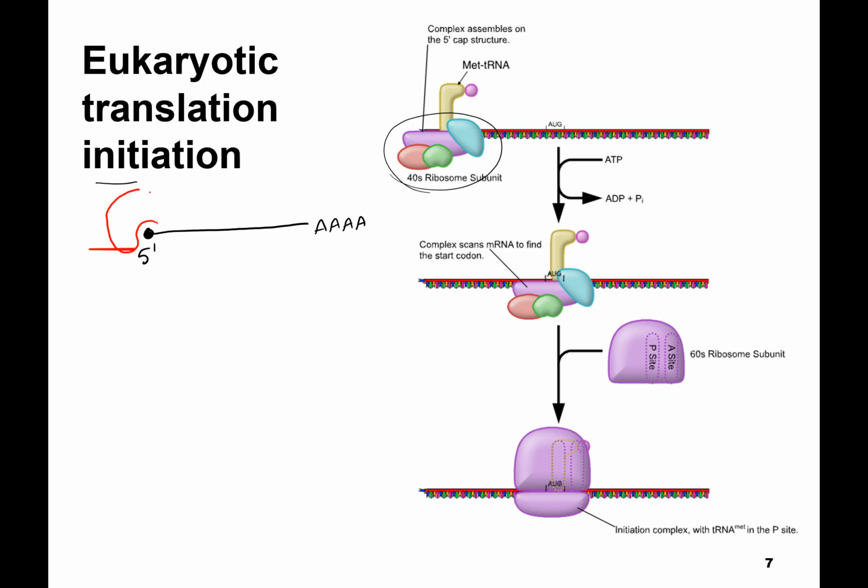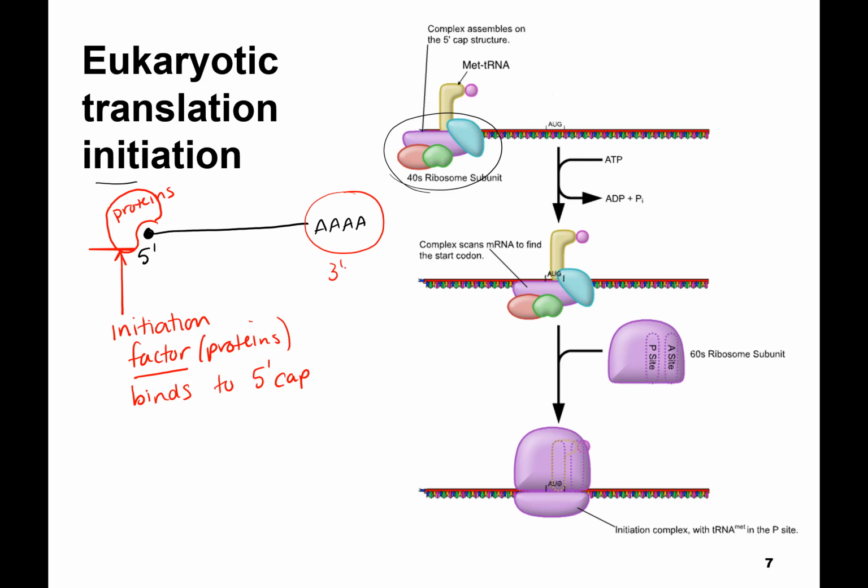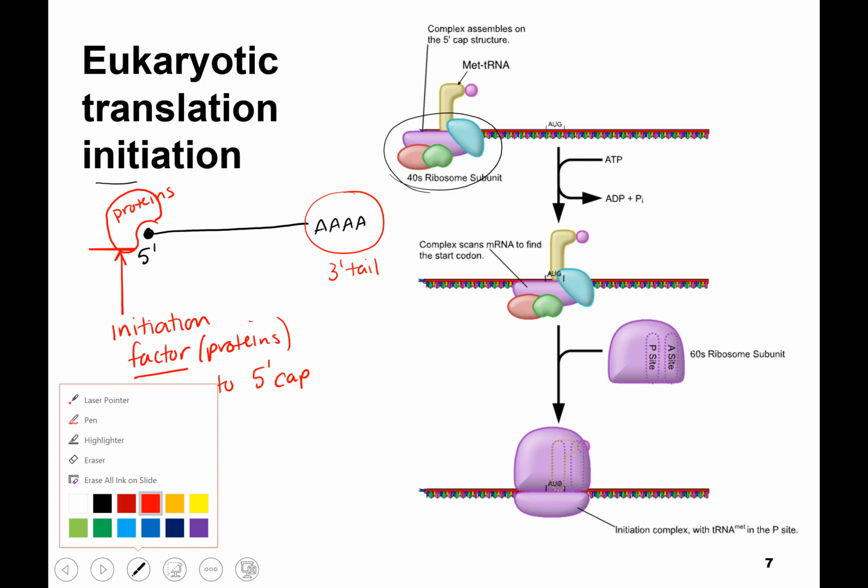A bunch of proteins called initiation factors. Anytime you see the word factor, it means proteins. They bind to the 5' cap, and there are also proteins that bind to the 3' tail. And so initiation actually looks like this.